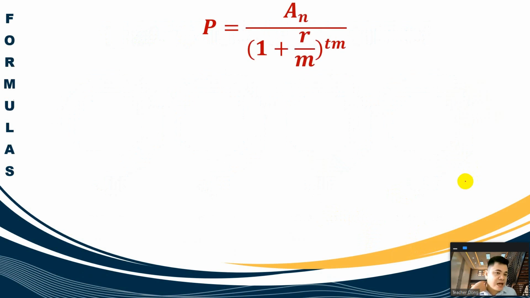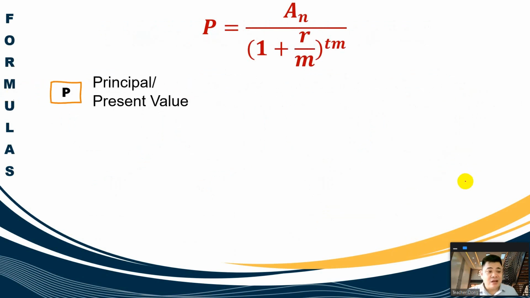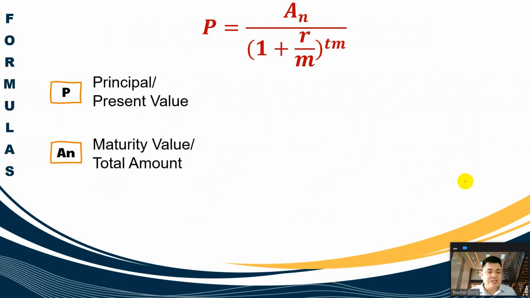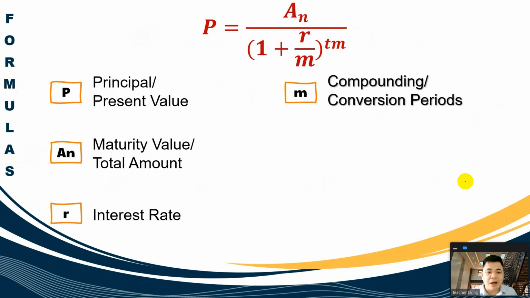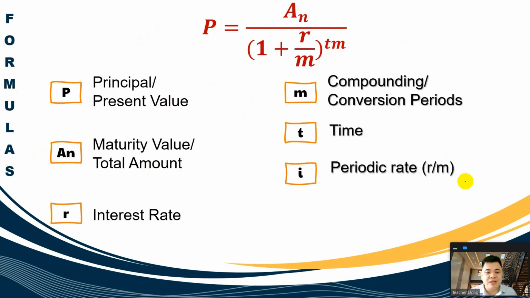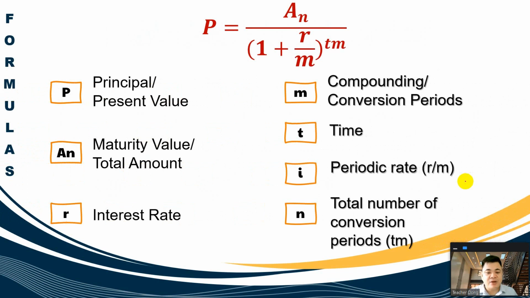And then for the formula about principal, the first formula talks about maturity value. So how about for the principal or the present value? All right, so for P, we have the principal or present value, maturity value, interest rate, and then compounding or conversion period. And then we also have the periodic rate. Periodic rate is R over M. And then the total number of conversion periods, we have TM or T times M. So this is now the formula for present value or principal.